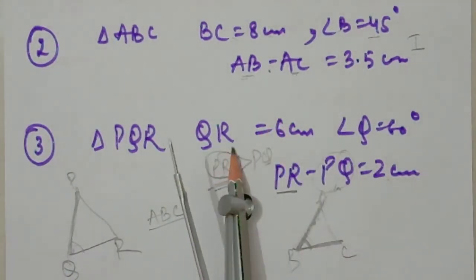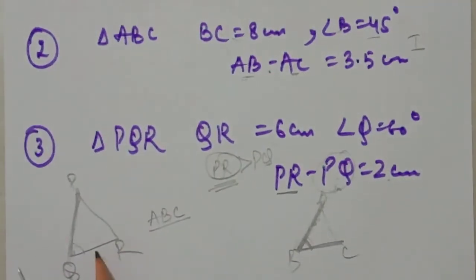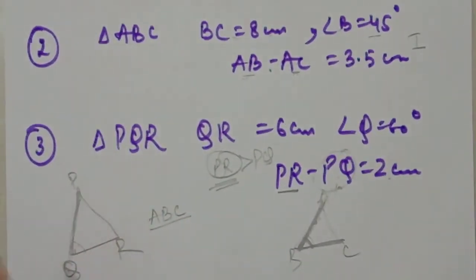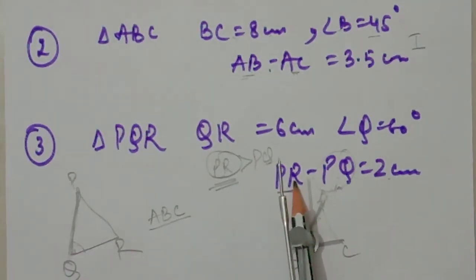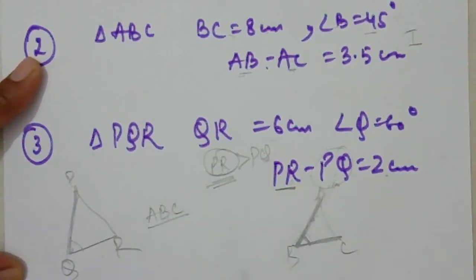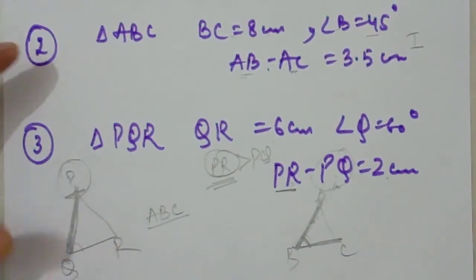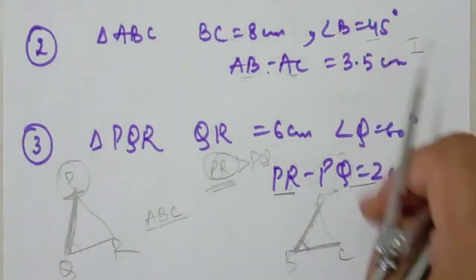But according to the third question's information, QR 6 centimeter we can draw, angle Q 60 degrees we can draw. But here, according to the condition, first we will mark PR, and according to this vertex, this is P, it is only possible that PQ should be present here. So this is the second type of question. Students, clear? Now I will show how we will draw these two types.